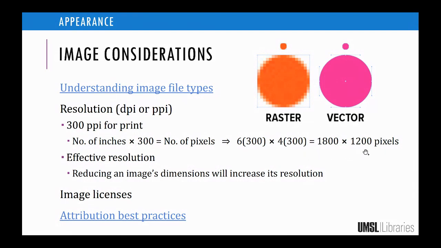That can be a little bit tricky when you're looking for images that you already want to have a Creative Commons license. You can't just go into Google and find images to use in your work. It has to be openly licensed.